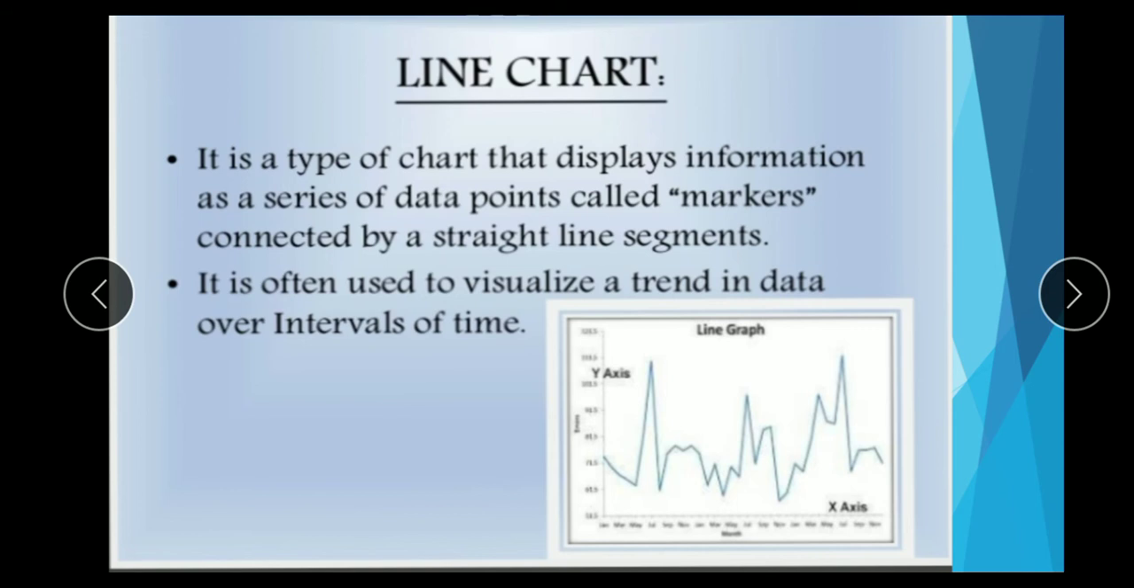Line chart. It is a type of chart that displays information as a series of data points called markers connected by straight line segments. It is often used to visualize a trend in data over intervals of time. Means according to your data, the line chart varies. So this is called the line chart.